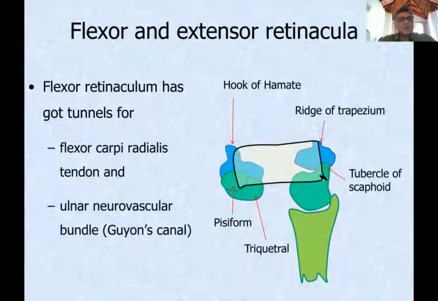Then the other point is that there are two important tunnels created within the flexor retinaculum. One is on the lateral side, for the tendon of the flexor carpi radialis. Then there's another one on the medial side, for the ulnar neurovascular bundle, the ulnar artery and mainly the ulnar nerve, and that one is called Guyon's canal. Guyon's canal is clinically important because the ulnar nerve can get compressed and entrapped in that canal. If that happens, the intrinsic muscles of the hand supplied by the ulnar nerve will be paralyzed, or at least weak.